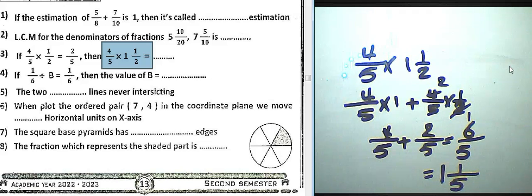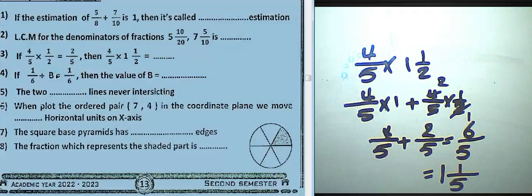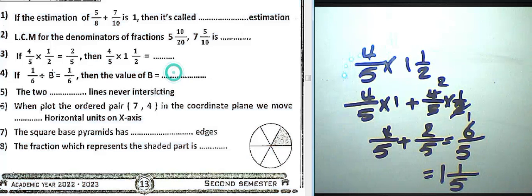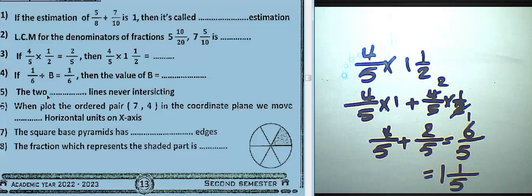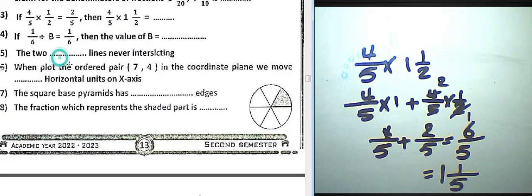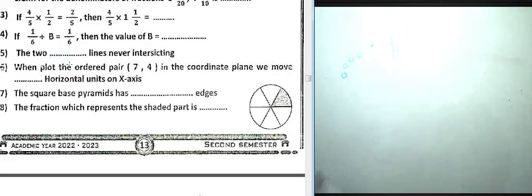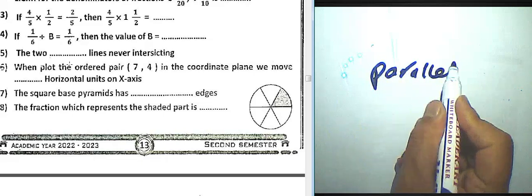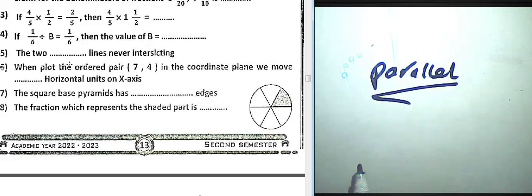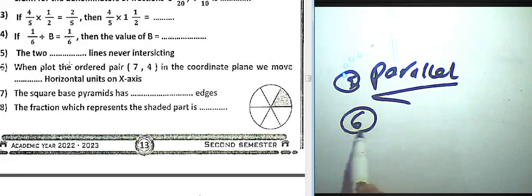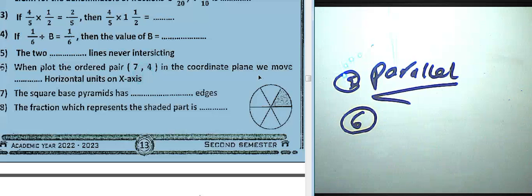If 1 over 6 divided by b equals 1 over 6, then b equals 1. b here equals 1 because 6 divided by 1 equals 6. The two parallel lines never intersect. Two parallel lines.